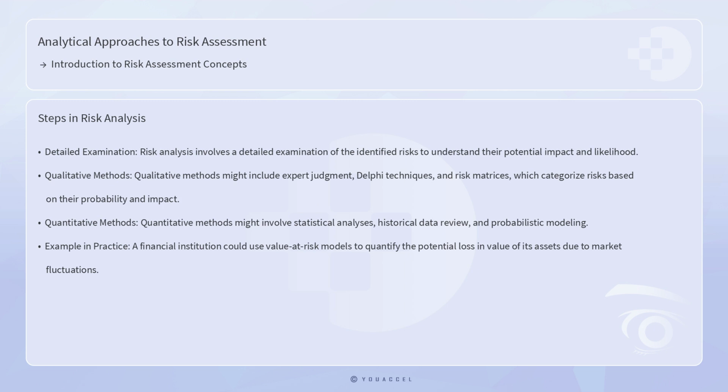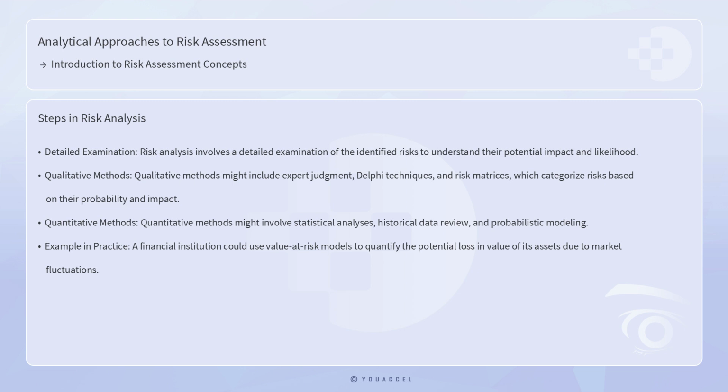Once risks are identified, the next step is risk analysis, which involves a detailed examination of the identified risks to understand their potential impact and likelihood. This analysis often employs both qualitative and quantitative methods to assess the severity of each risk. Qualitative methods might include expert judgment, Delphi techniques, and risk matrices, which categorize risks based on their probability and impact. Quantitative methods, on the other hand, might involve statistical analyses, historical data review, and probabilistic modeling.